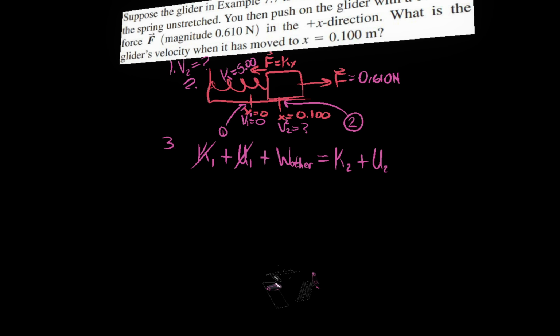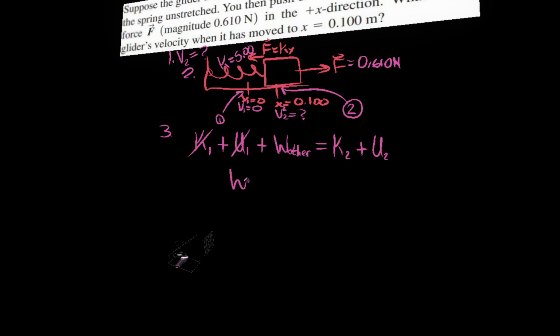And is there some work being done? There is, because we are applying a force. Immediately at the start, we're applying some force. Okay, and then we have K2. At this point, yes, we have kinetic energy because it's moving, and yes, we have potential energy because the spring is stretched. So what this works out to be is work other is equal to K2 plus U2.